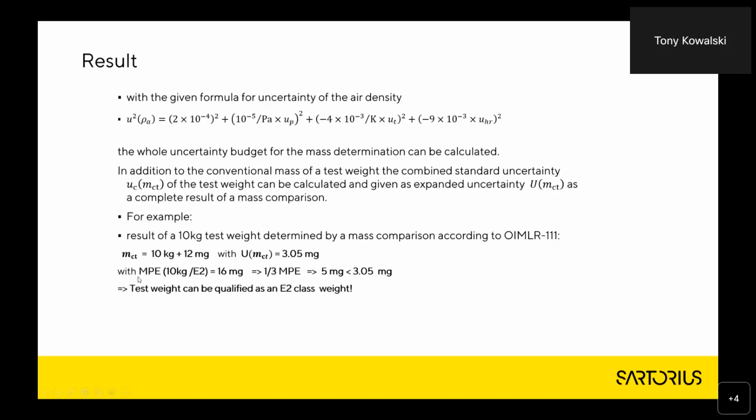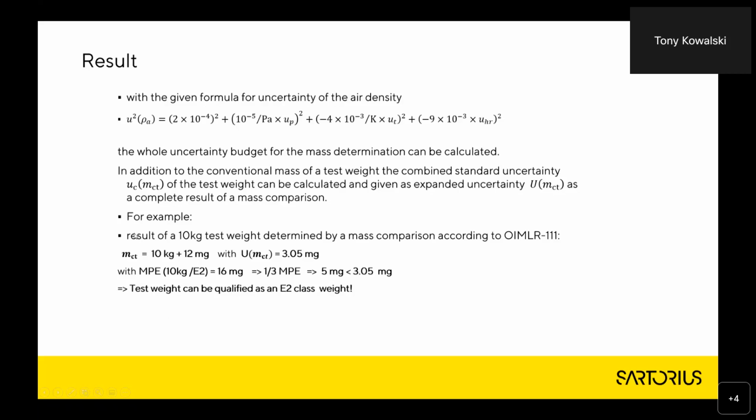So with E2, we're calibrating. The maximum error is 16 milligrams. A third of that error is 5. And in the process here, we determined 10 kilograms with an uncertainty of 12 milligrams. And we got the combined uncertainty here of 3.05. We're allowed 5, and 3.05 is less than 5 milligrams, which means a test weight can be qualified on this mass comparator.